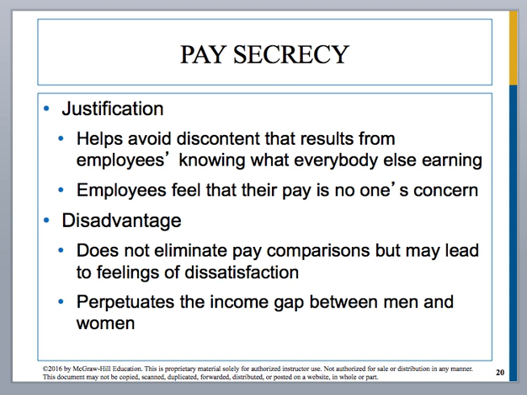Now, pay secrecy. Justification of keeping a person's pay secret helps avoid discontent that results from employees knowing what everyone else is earning. Employees feel that their pay is no one's concern. And so with the pay secrecy, if I'm getting paid $25 an hour and you're getting paid $20 an hour to do the same job, you may be a little ticked off because you're trying to figure out how it is justified that I'm getting more.